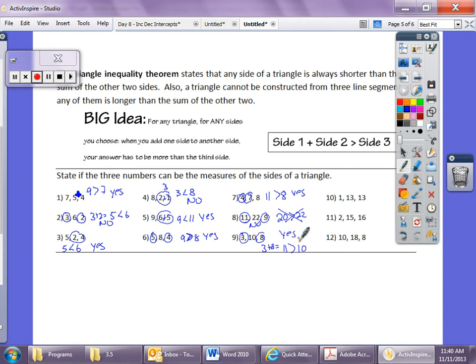So you get the idea here. We're taking the two smaller sides. Well, they're the same, 13 and 13. Well, 13 plus 1 is 14. Well, 14 is greater than 13, so that's a yes. And we look at the next one, and we can continue with this. 2 and 15. Well, 2 plus 15 is 17, which is greater than 16, so that's a yes. And then we have 8 and 10. That's 18. Well, 18 is not greater than 18, so this is a no.